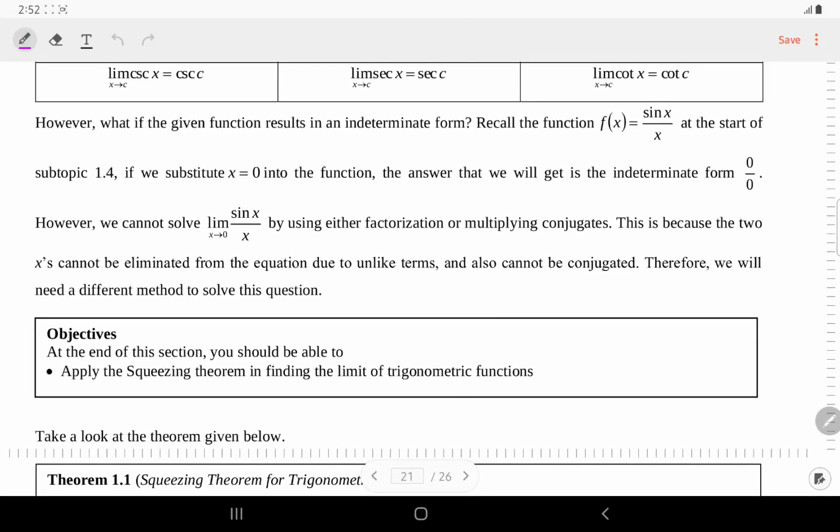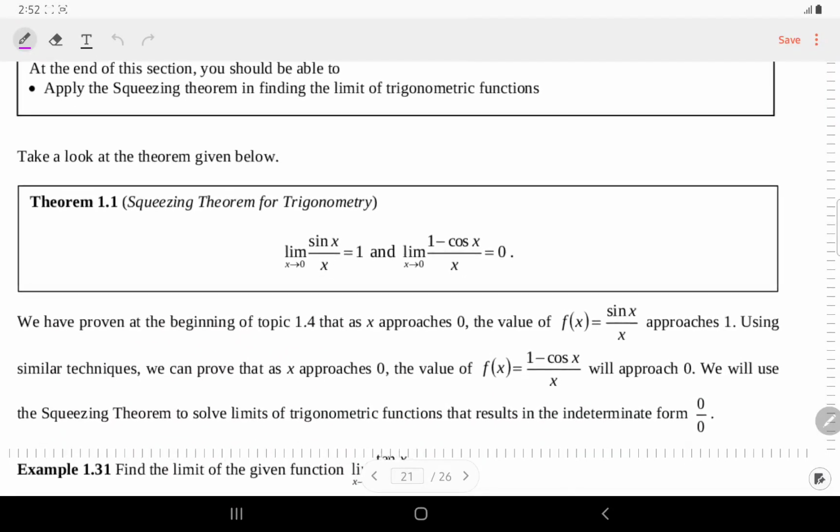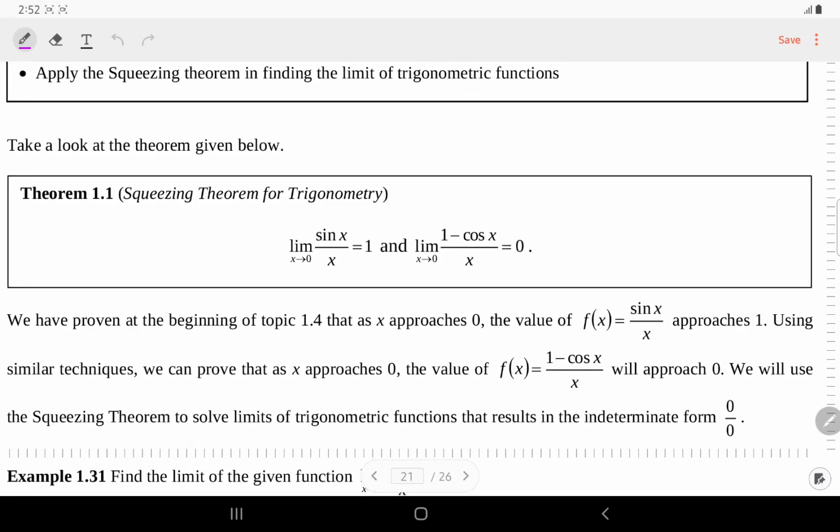But what if the given limit results in an undefined form? It means that if you directly substitute the value of the limit into the variable of the function, press the calculator, and get the answer error, math error. So what we need to do is use the squeezing theorem. Look at theorem 1.1. This is the squeezing theorem for trigo.